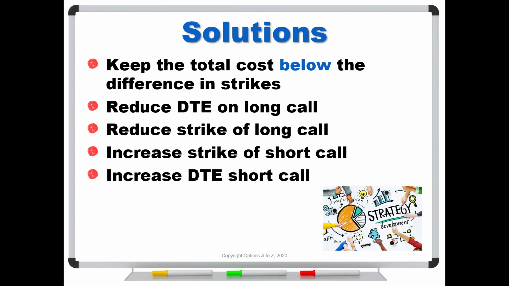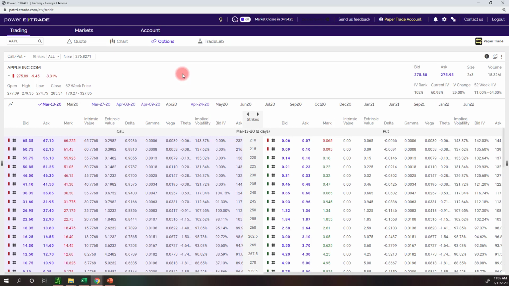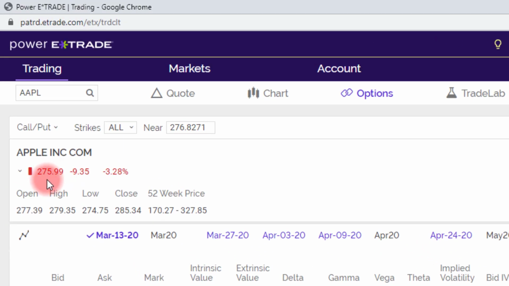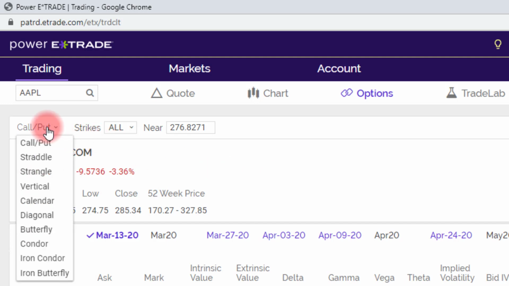So I know that can sound confusing, so let's jump over to the E-Trade platform and take a look at an example. So here's the E-Trade platform, and let's use Apple for an example. It's trading for almost 276, down over $9 today, another 3.3%. And so let's say that we wish to do this diagonal spread. There's a number of ways we can do it. I'm just going to choose diagonal from here.